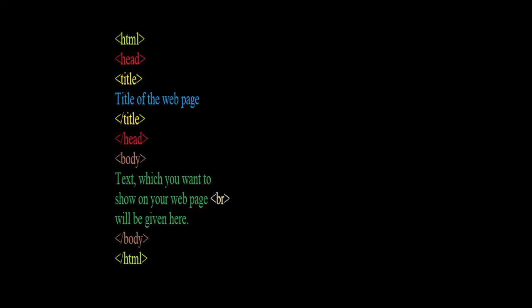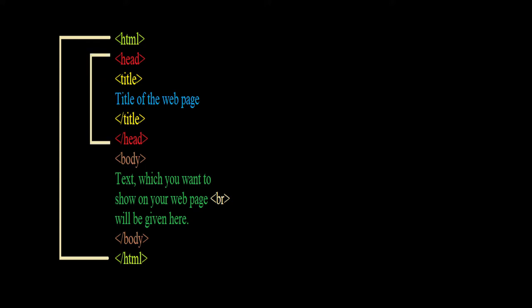So this is how the structure of the HTML document looks like. First we have written HTML, then we have written head as we discussed earlier. Inside head, we have written the title and given the title of the web page. Then I have closed the head tag. Then we have started the body tag. Inside the body tag, we have written the text which we want to show on the web page.